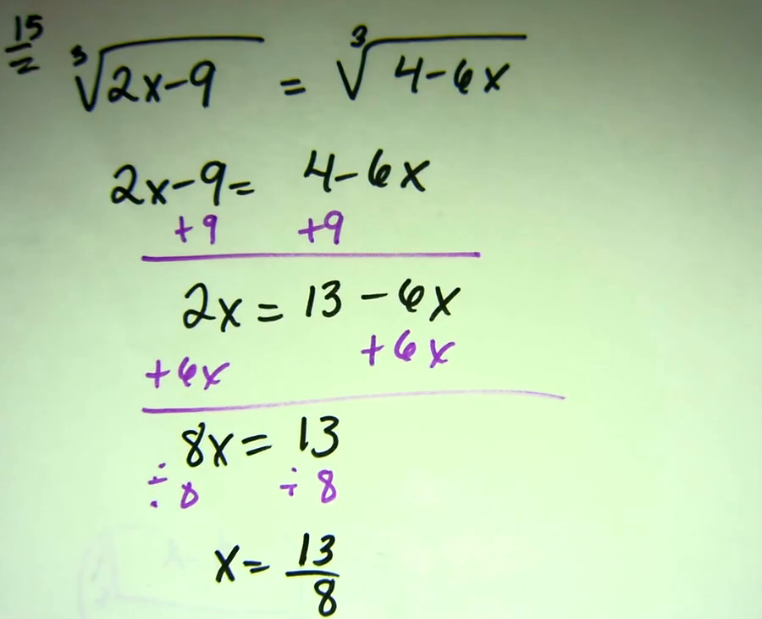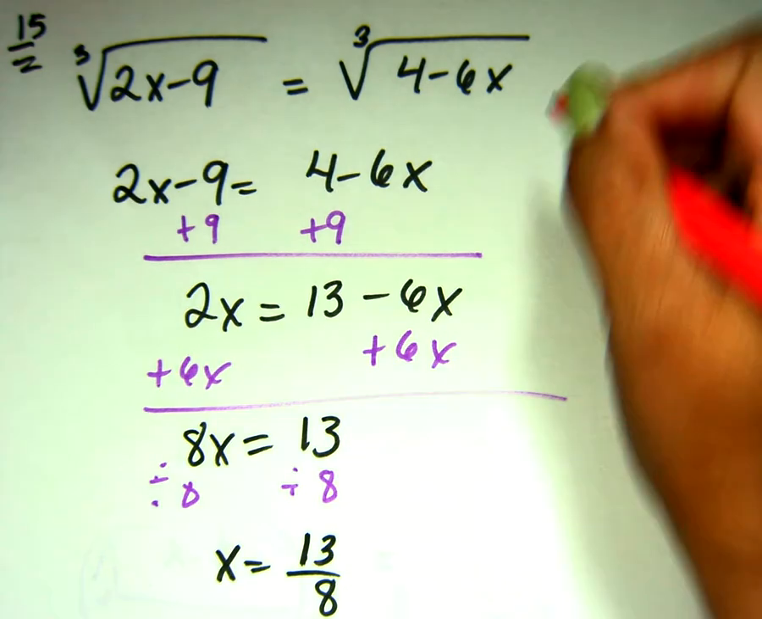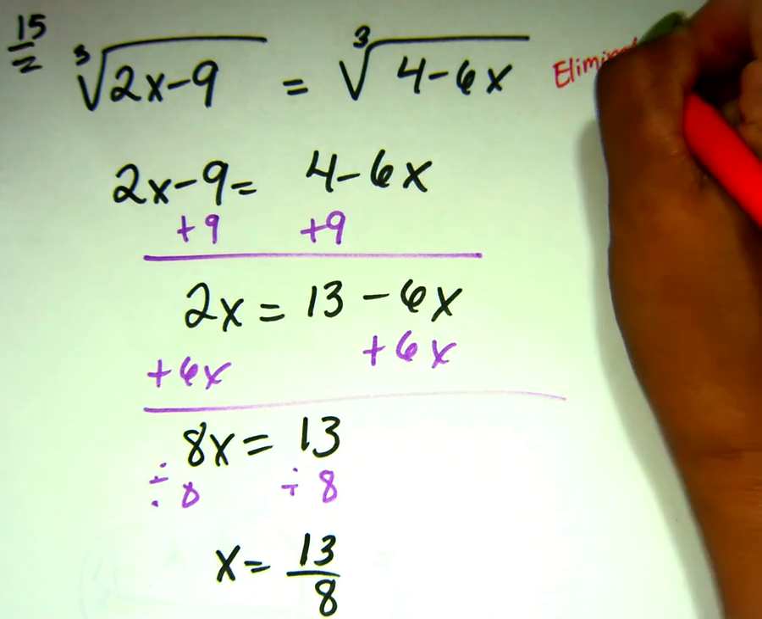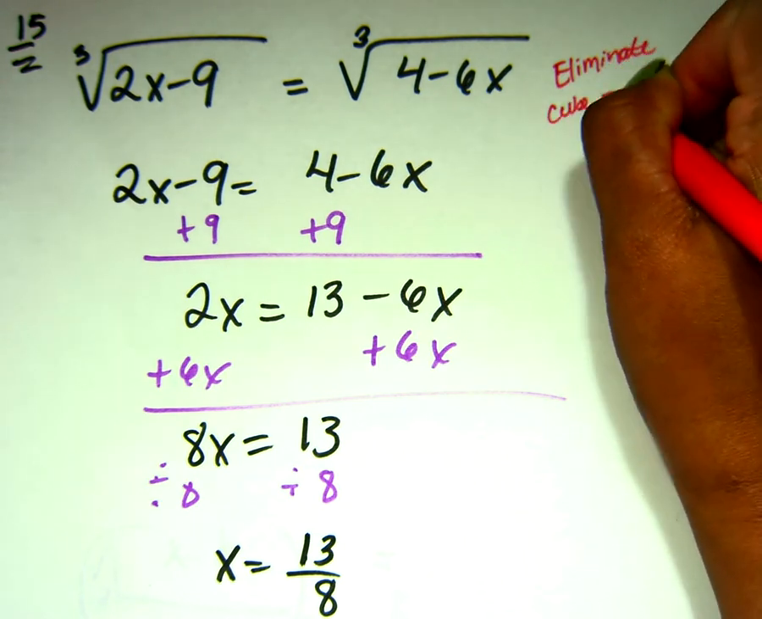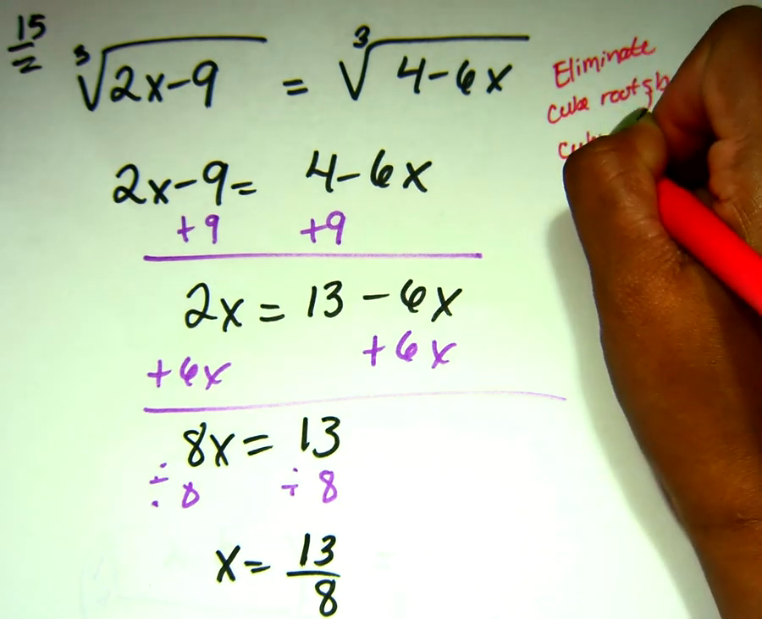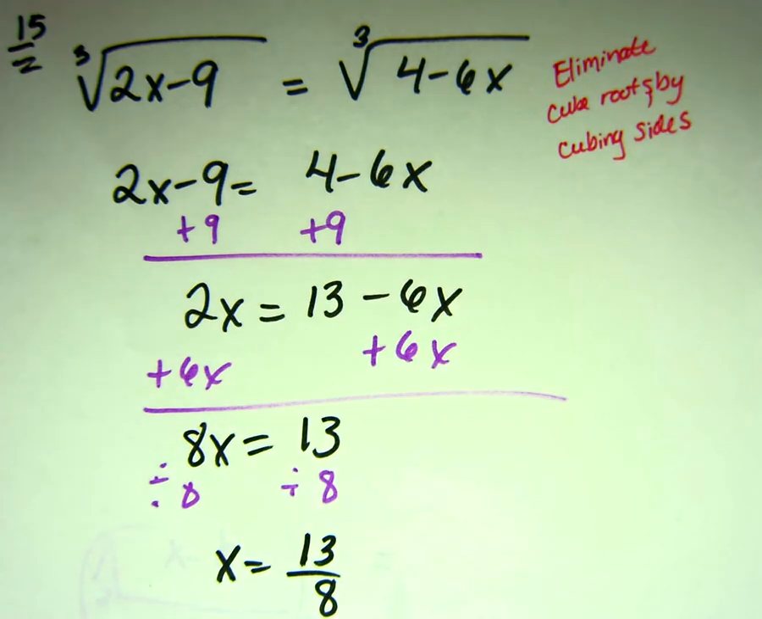Here's another example of a cube root. So once again, we have to cube both sides. So eliminate, which I did not write down, so I'm going to write it for you now. So eliminate your cube roots by cubing both sides. And what I mean by both sides is cubing both sides of the equation. So in other words, they cancel each other out.